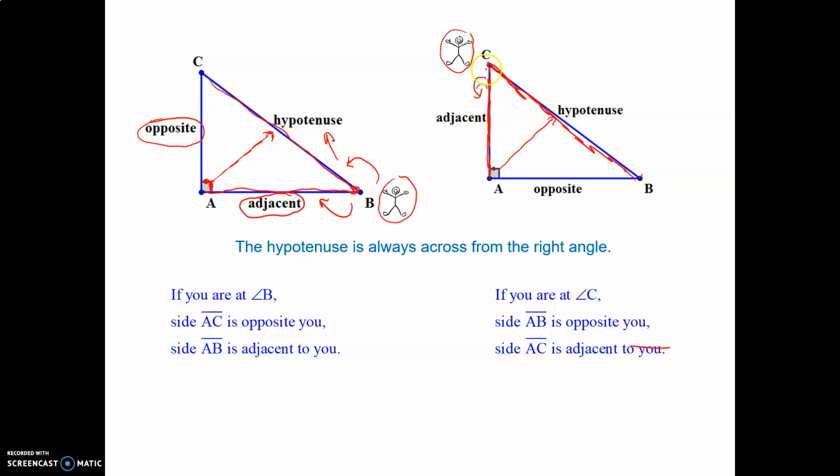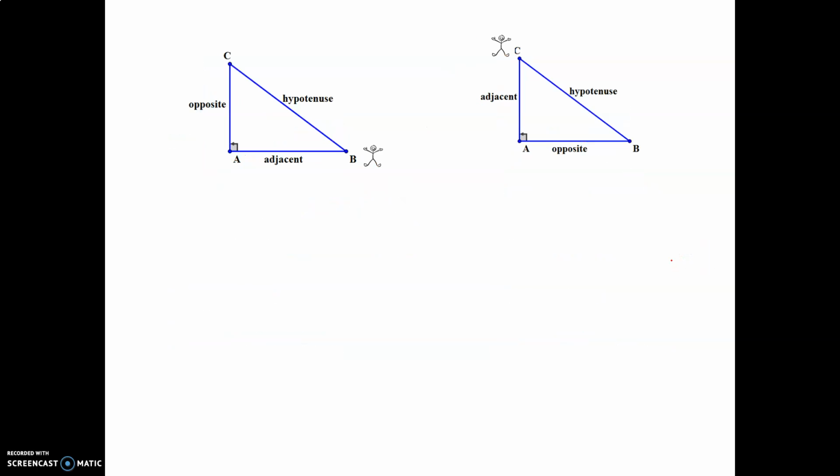Again, from where you are, right here I should say, that's adjacent to you, and this side is adjacent to you, next to you. But this one already has a name of hypotenuse, and so therefore, this is the one that is called the adjacent side. Okay, two triangles. Notice it's exactly what I had on the previous screen. And here the guy is standing at angle B, and here the guy is standing at angle C.